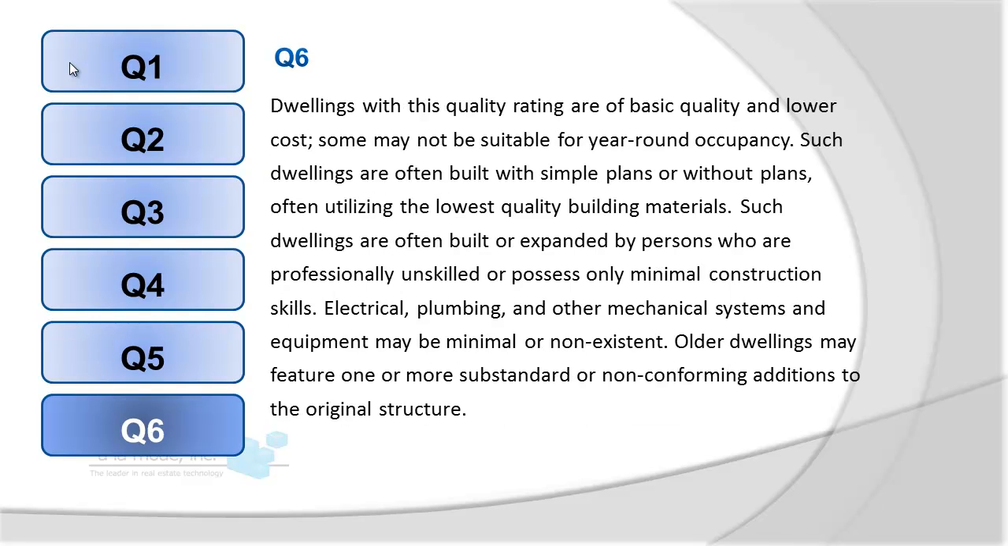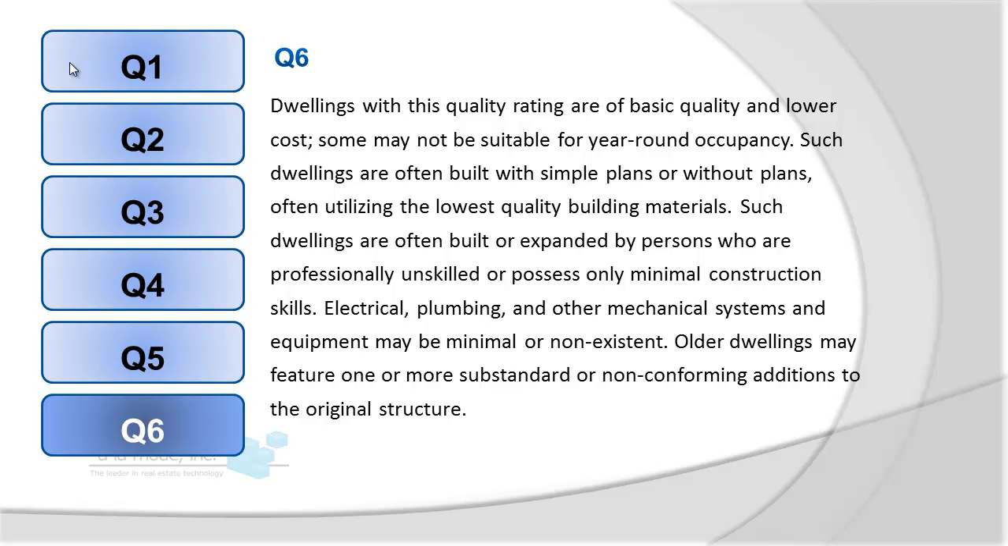And Q6, some may not be suitable for year-round occupancy. Often built with simple plans or without plans, often utilize the lowest quality building materials, often built or expanded by persons who are unskilled or possess only minimal construction skills, plumbing may be non-existent, that sort of thing. And your job is to figure out which one it most closely matches. I'm sure all of you have a smile on your face at the moment thinking of something that you would absolutely rate a Q6. I live in Oklahoma. We've got plenty of those stories hanging around.